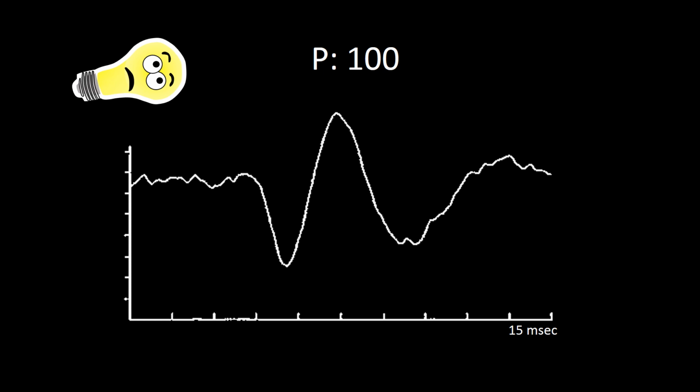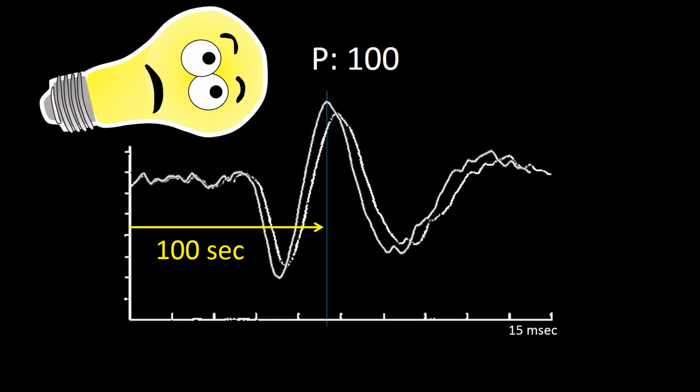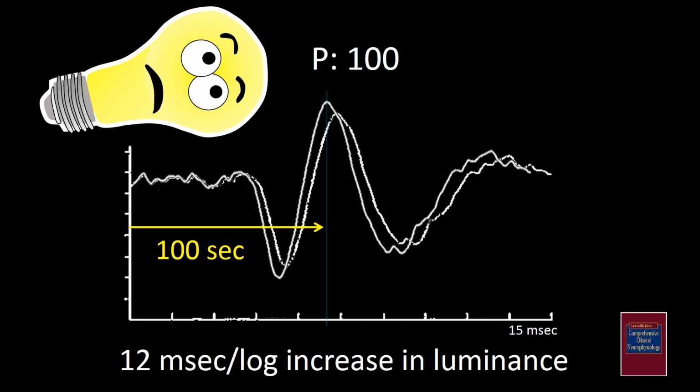A P100 with a latency of 104 obtained during dim light testing may be delayed by 4 milliseconds if total luminance is increased. It has been estimated that an increase of the light in the room by a factor of 10 decreases the latency by 12 milliseconds.